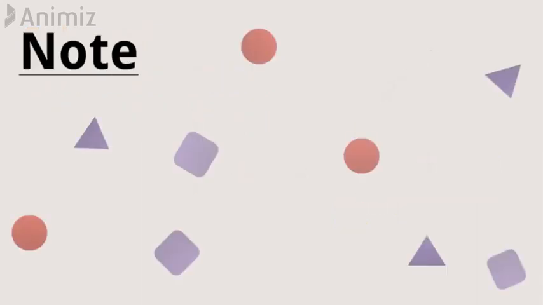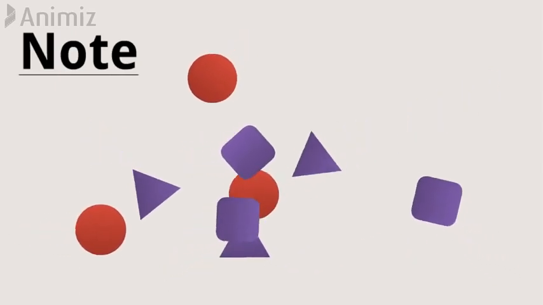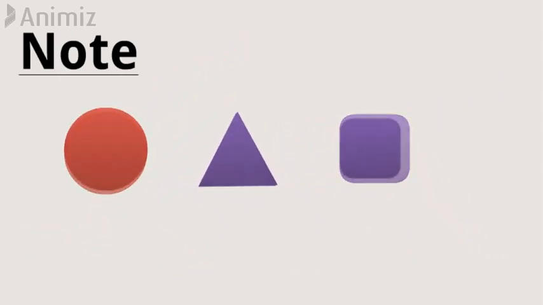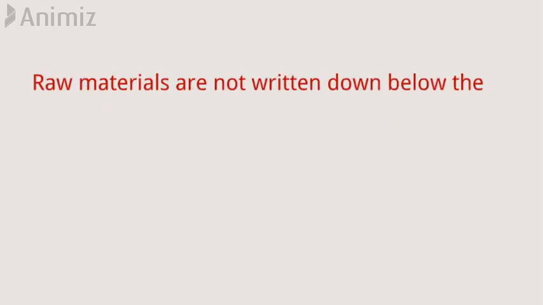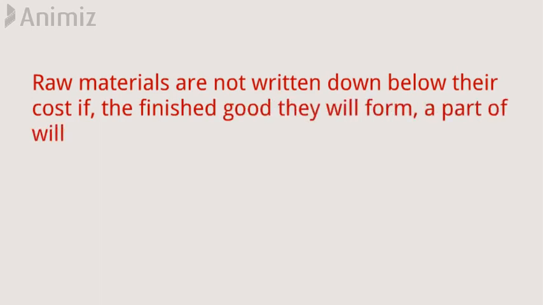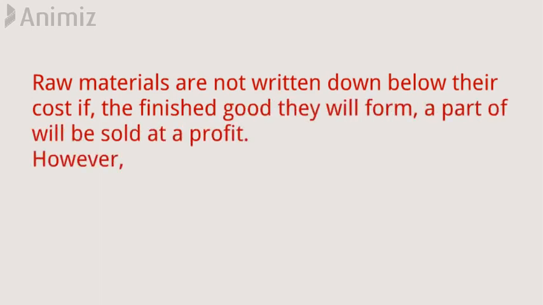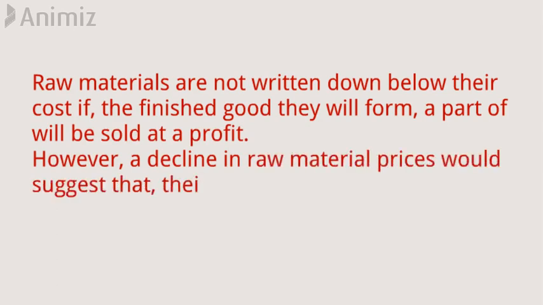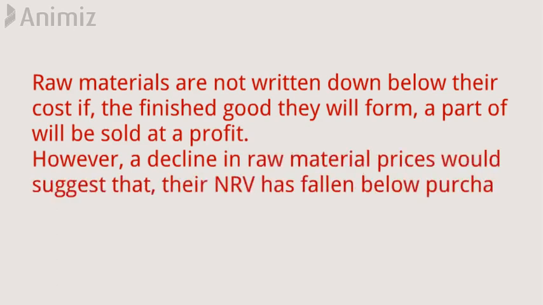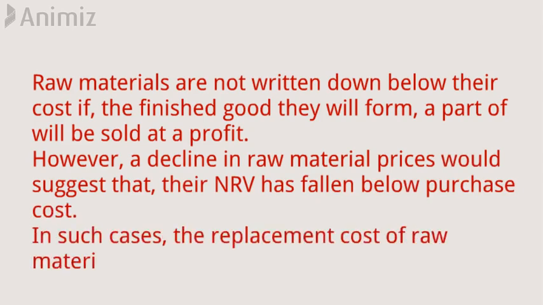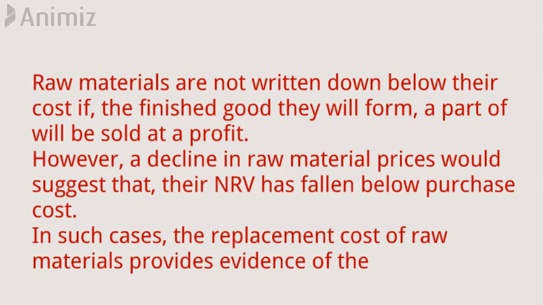When measuring NRV, the standard permits similar items to be grouped together, assuming they are sold in the same market. Raw materials are not written down below their cost if the finished goods they will form a part of will be sold at a profit. However, a decline in raw material prices would suggest that their NRV has fallen below purchase cost. In such cases, the replacement cost of raw materials provides evidence of their NRV.